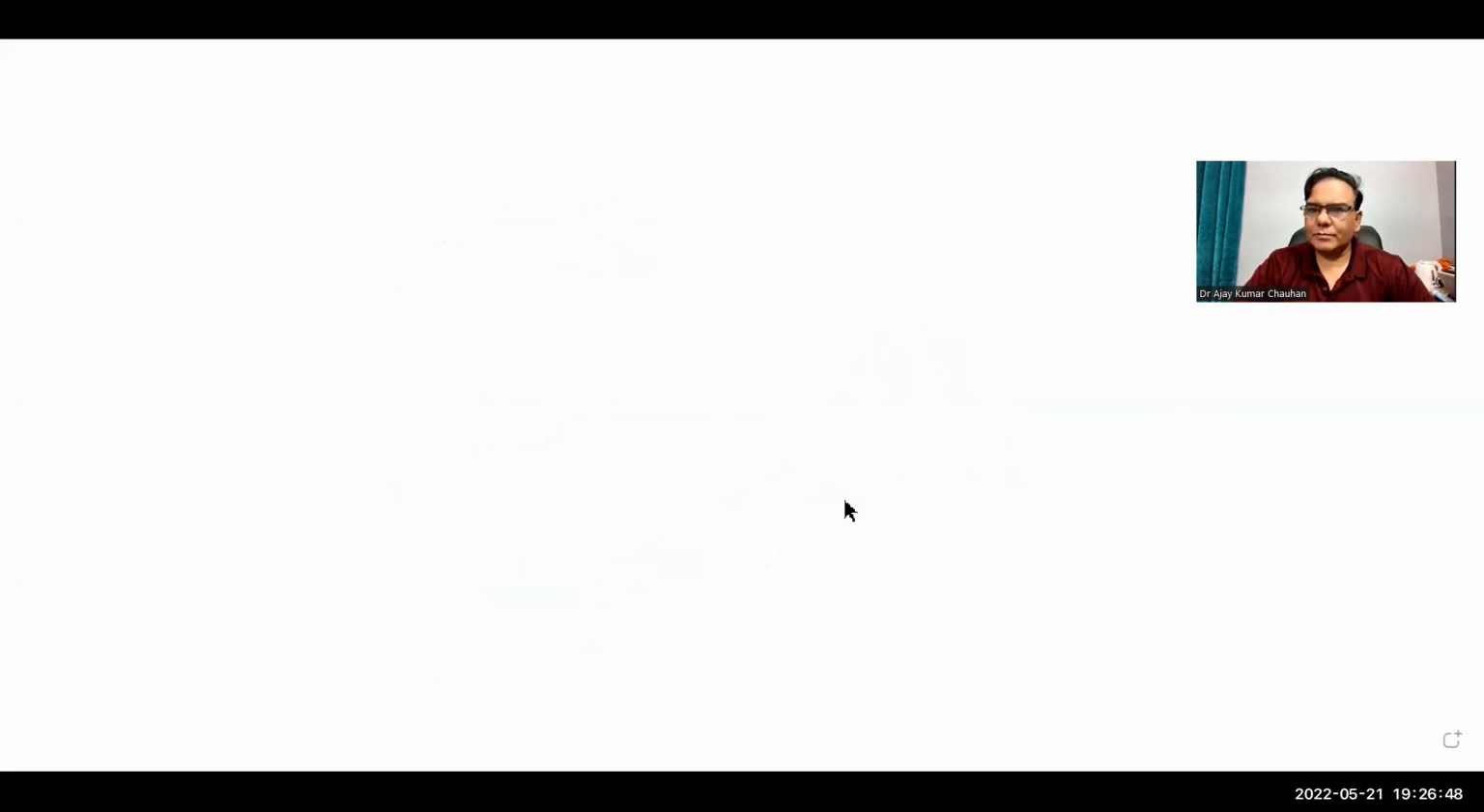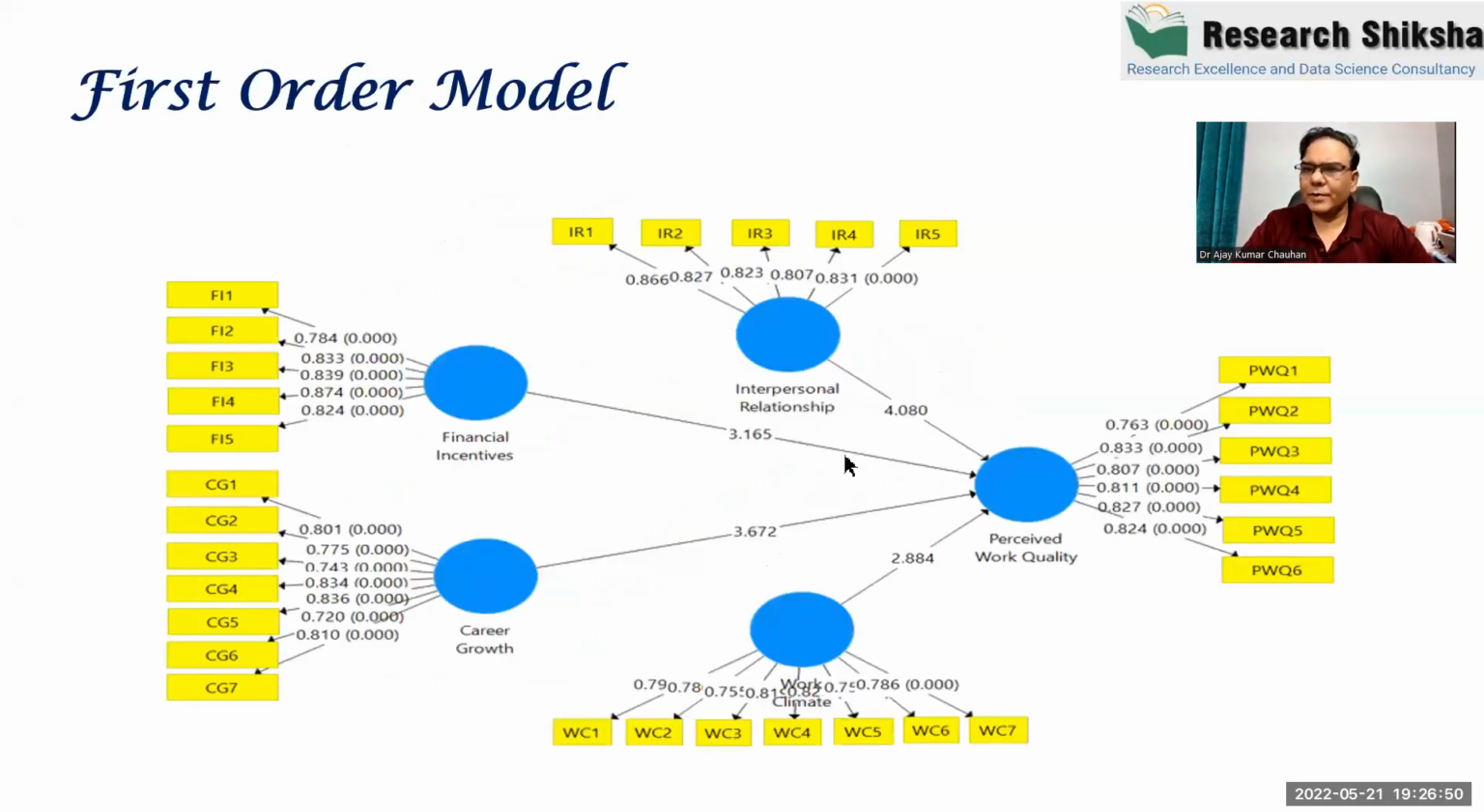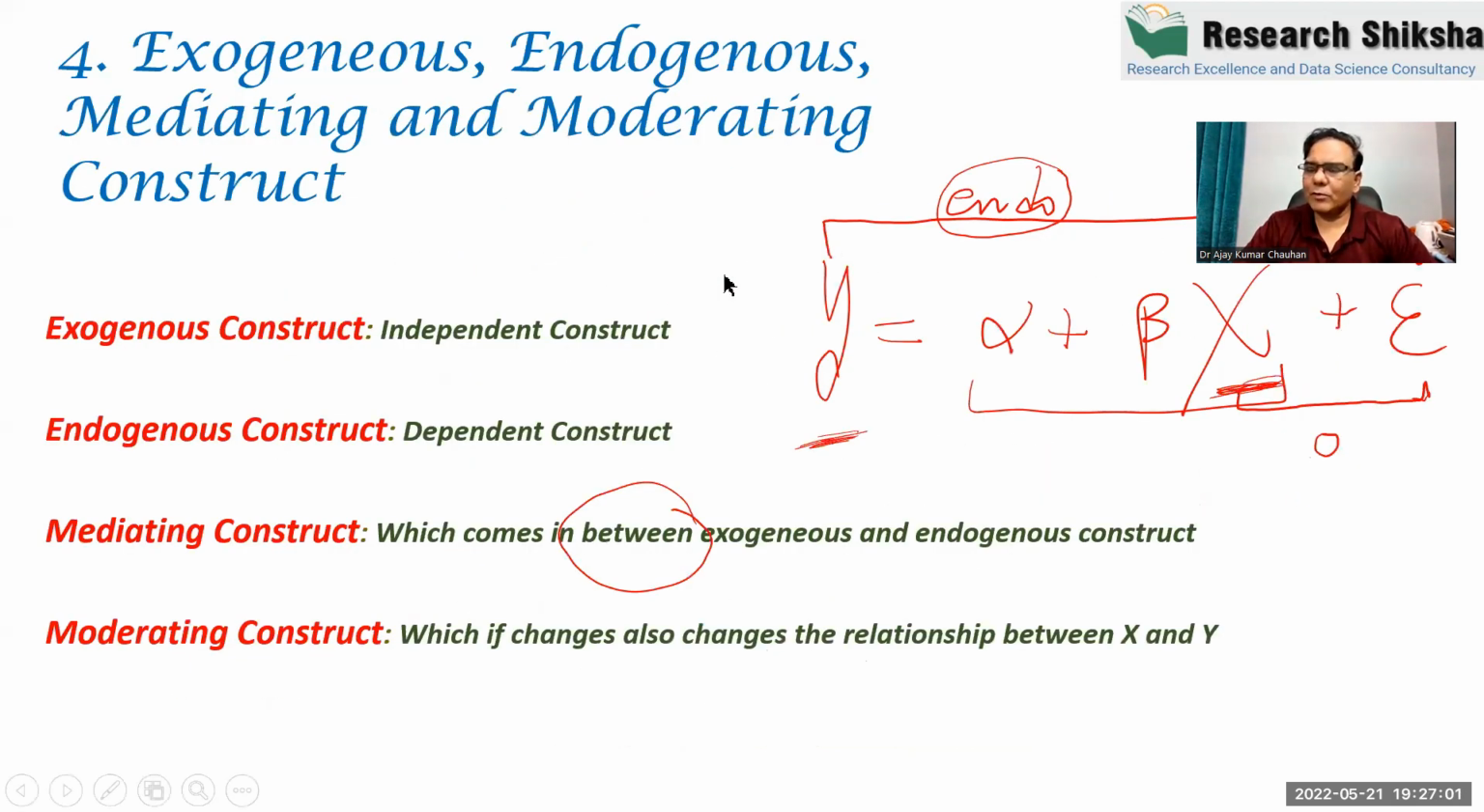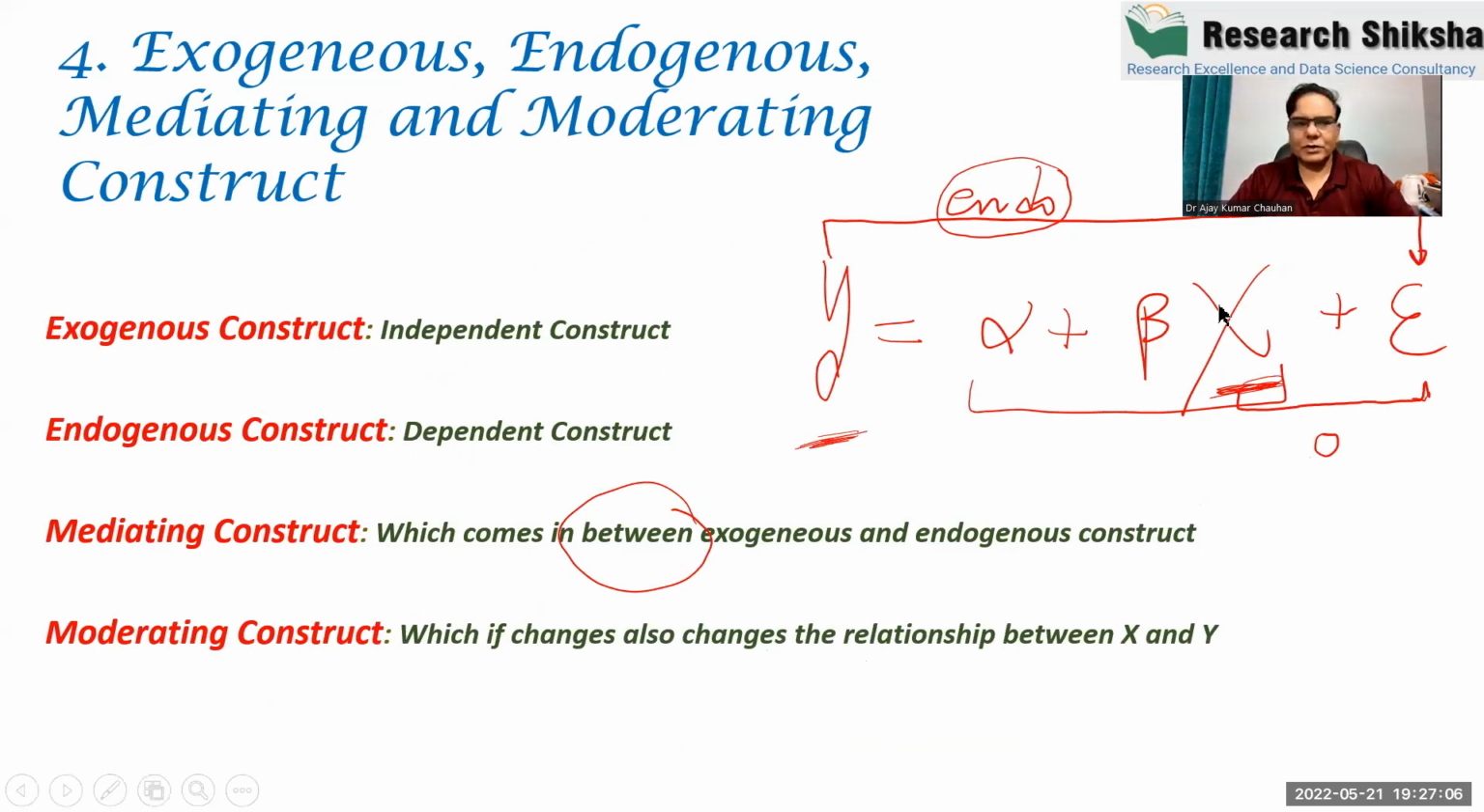And this knowledge is required because when we study the research papers, we should know which kind of construct we are going to use. So I hope now we are having clarity on the type of construct. Then the next concept which we should understand is exogenous, endogenous, mediating, moderating. What is the concept? So the answer is very simple.